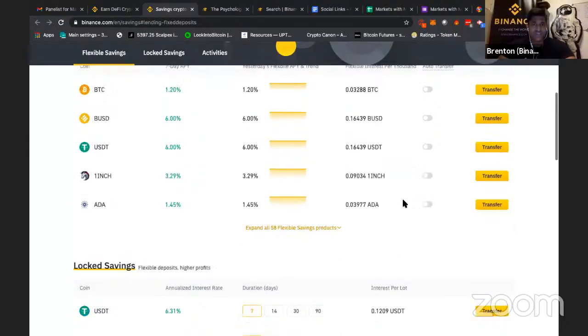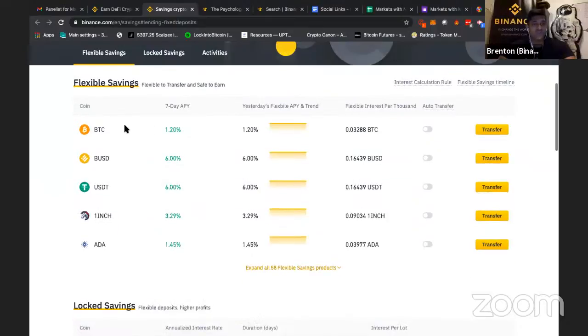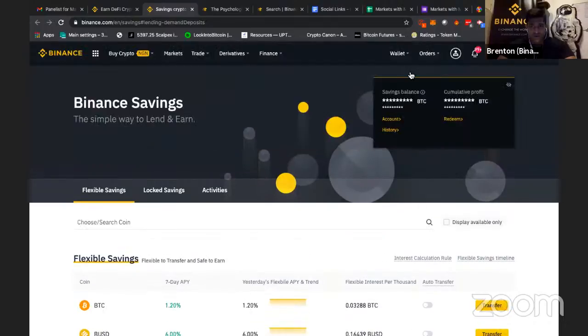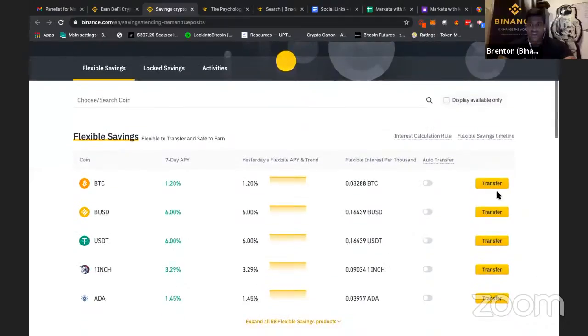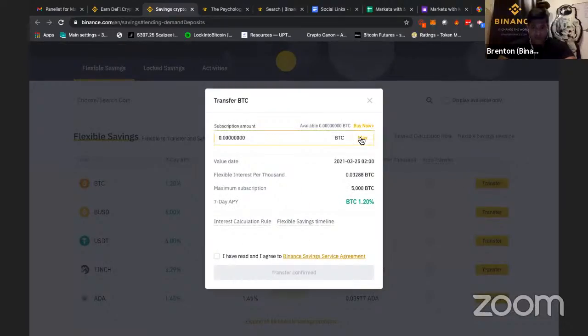So you can see for flexible savings, there are 58 different products. So Mark would have been able to throw his Bitcoin in here, some of his stable coin in here. He would have been able to throw his Cardano in here. And if you want to know just how simple it is, once your crypto is already in your wallet, so you've deposited into Binance, you literally just have to hit transfer, select the amount you want to put in.